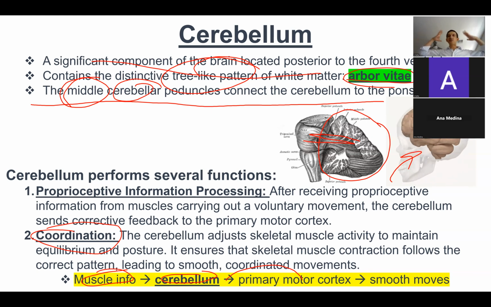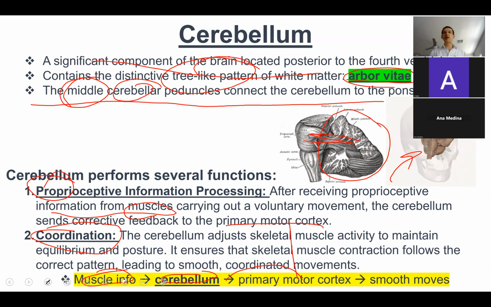So what it does, it tells the cerebrum everything about the body. It provides information. If you raise your arm, you know that your arm is raised even when you close your eyes, right? Cerebellum conveys that information. That information is called proprioceptive. So it's the information that is our own. So where are you in space? Okay, so proprioceptive information from the muscles carrying a voluntary, very important, voluntary information to the primary motor cortex.